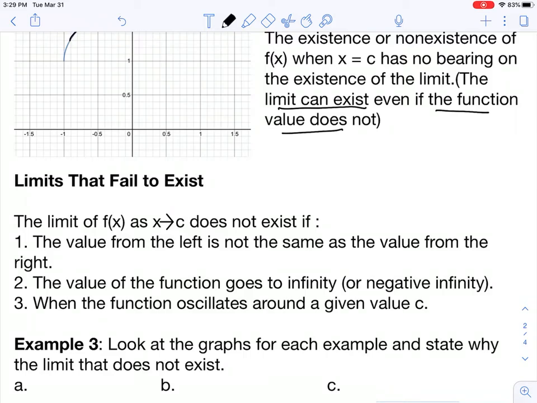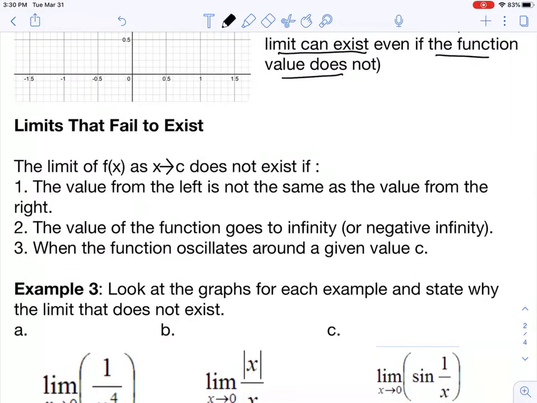A limit can also fail to exist. The limit of f of x does not exist as x approaches c if you have the following situations. 1, the value from the left-hand side is not the same as the value from the right-hand side. They don't meet. 2, the value of the function goes to infinity or negative infinity, because that doesn't have a value either. Or 3, if the function oscillates around a given value of c. So if you look at it and it's just jumping, oscillating back and forth over the axis.